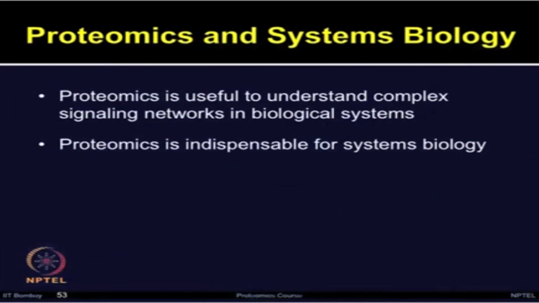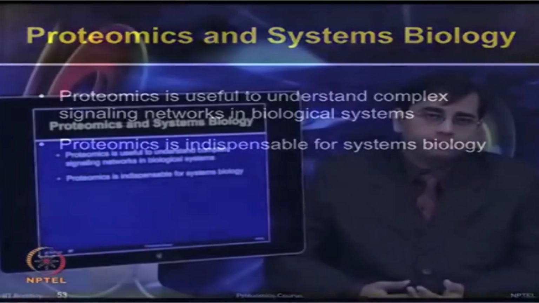So, how are proteomics and systems biology integrated? Proteomics, as we have studied, is useful to understand the complex signaling networks in biological systems. It is a very indispensable tool for systems biology. The global analysis of proteome is important. However, there are many limitations. In each experiment, only thousands of proteins can be studied. Therefore, new approaches and systems level investigation and predictions are required.